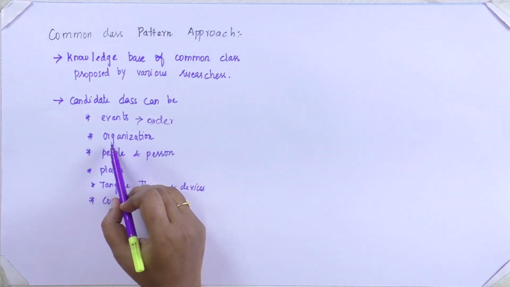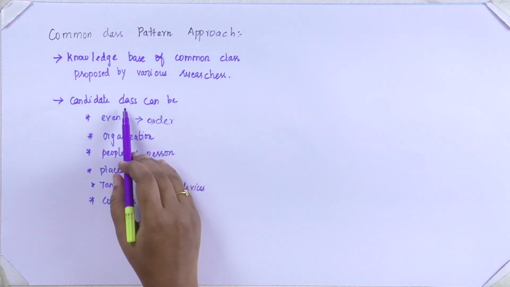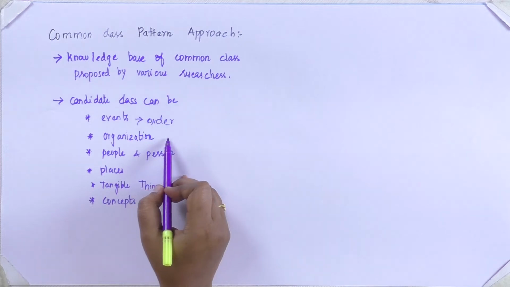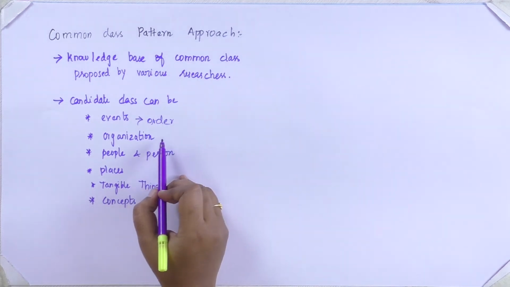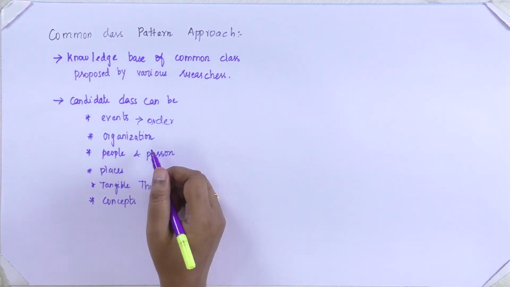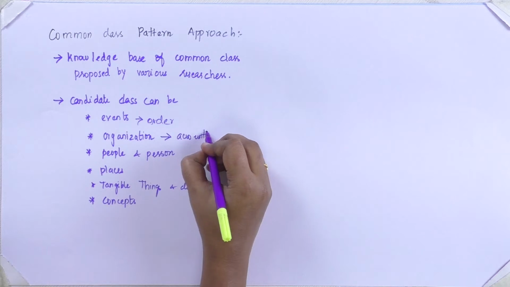Next, you can go for organization. Organizations can also come under candidate classes. An organization unit belongs to some people. So this organization can also come under the candidate class. For example, you can say the candidate class accounting department.